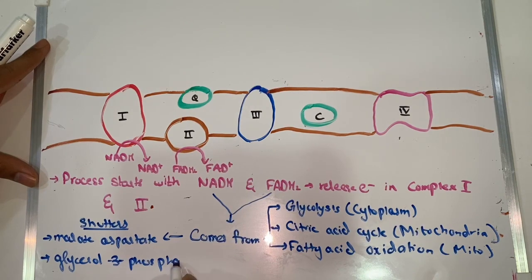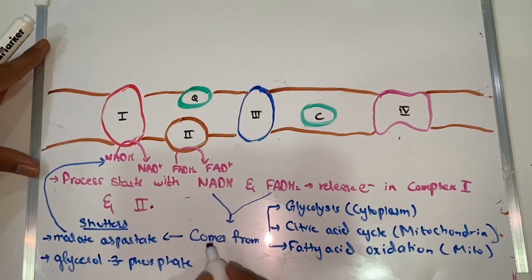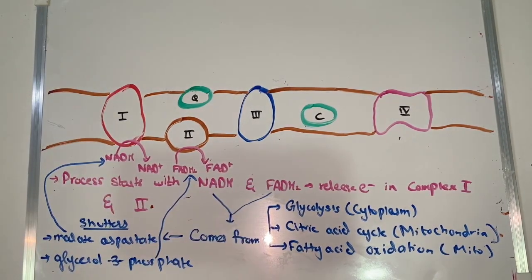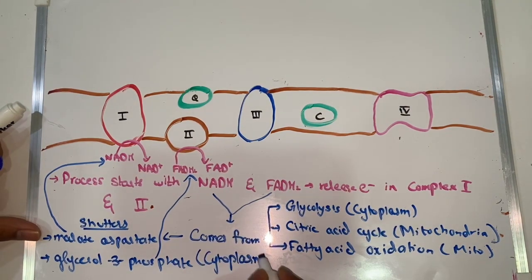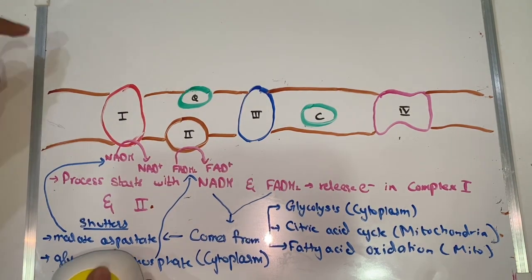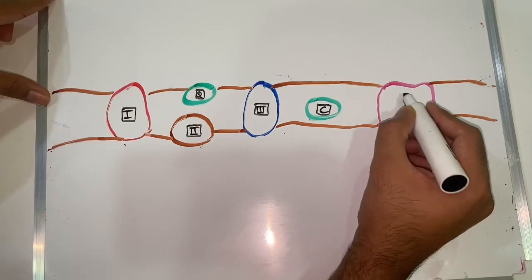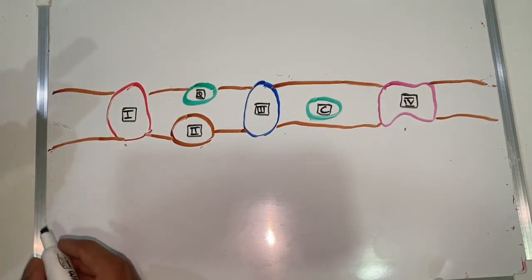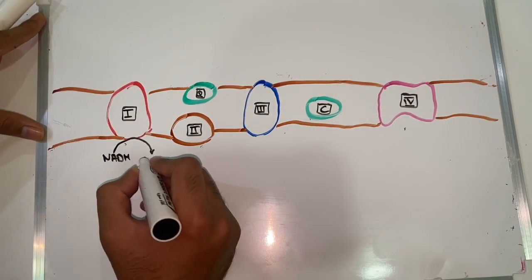cytoplasm to mitochondria. There are two types of shuttle. One is malate aspartate, then there is glycerol 3-phosphate. Malate aspartate is a way for NADH, and glycerol 3-phosphate is a way for FADH2. It comes from cytoplasm. So now let's put up gears and look at how the process starts and ends.